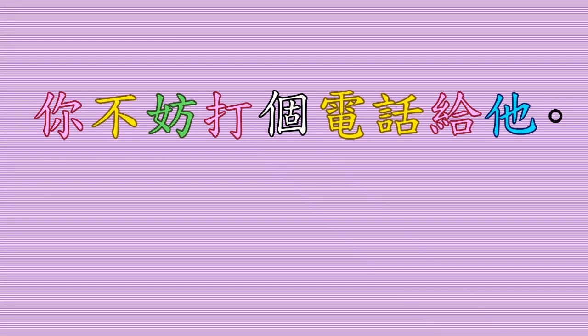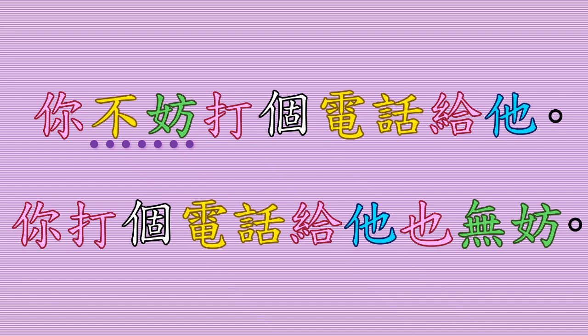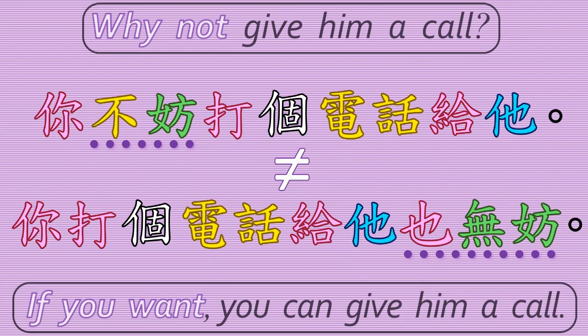Compare these two sentences. 你不妨打个电话给他. Why not give him a call? In this example, I'm actively encouraging you to do this, hoping you'll follow through. 你打个电话给他也无妨. If you want, you can give him a call. In other words, you decide whether or not to call him. It makes no difference to me either way.